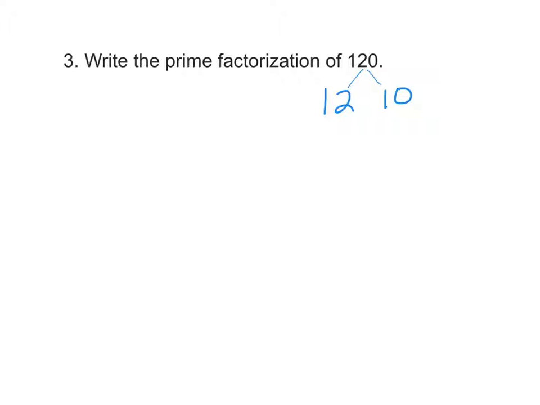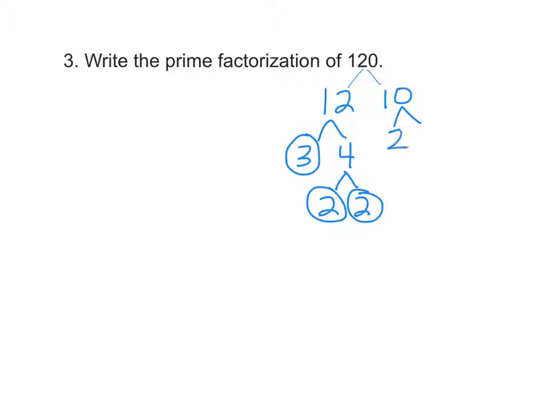So 12 times 10 is 120. 12 is not prime. I can break that down again. I know 3 times 4 is the same thing as 12. 3 is prime, so I'm going to circle that one. 4 is not, though. 4 I can break down into 2 times 2, and 2 is a prime number. So we're done with that side. Now 10 is not prime. 10 is the same thing as 2 times 5, and those are both prime numbers.